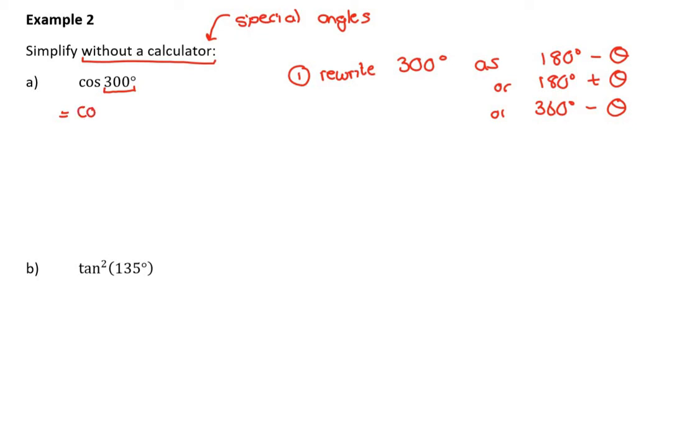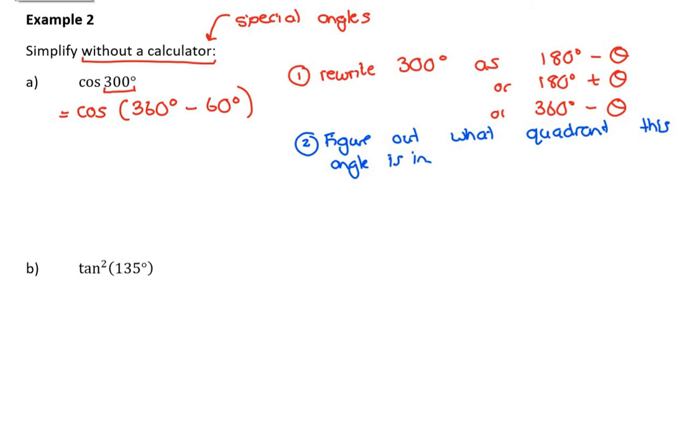Now, that's fairly obvious here because 300 is closest to 360. So I'm going to rewrite 300 as 360 degrees minus 60. Now, please note, you can't have changed the question. So you know that you've done this right if that bracket simplifies straight back to 300 degrees. Our second step is to figure out what quadrant this angle is in.